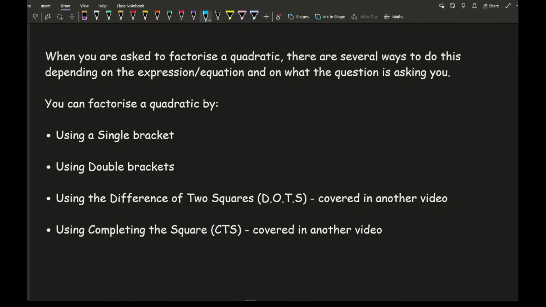Now when you are asked to factorise a quadratic, there are several ways to do this depending on the expression or equation and what the question is asking you to do. Now you can factorise a quadratic by either using a single bracket or using a double bracket, which are both going to be covered in this particular video. You can factorise using the method of difference of two squares, or dots, which is covered in another video, which I'll include a link to at the end. And also you can factorise by completing the square, or CTS as I like to call it, which again is covered by another video in which I will include links in the description and at the end of this video.